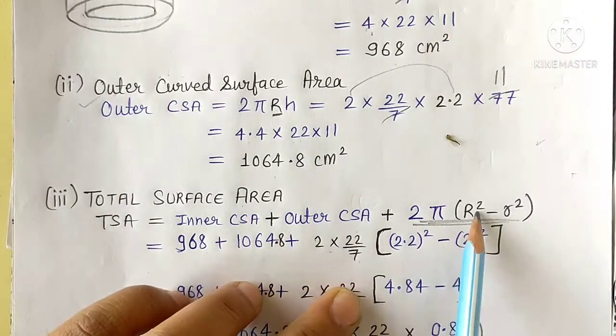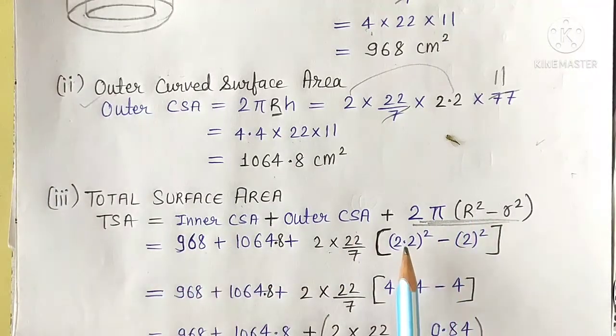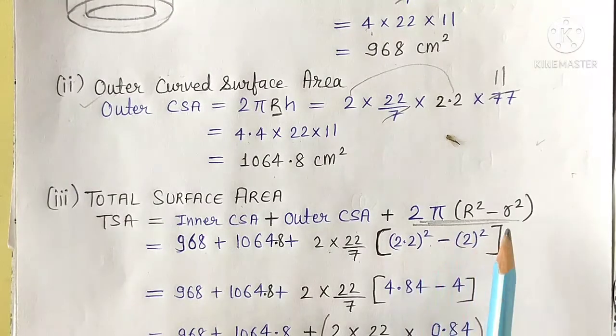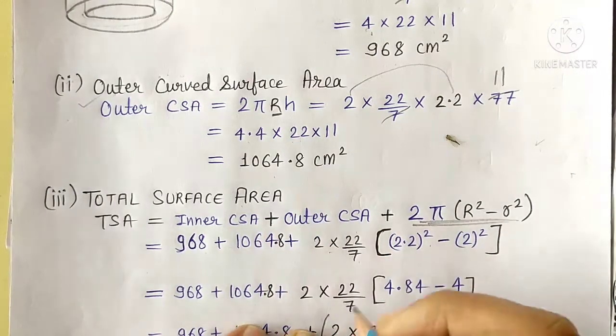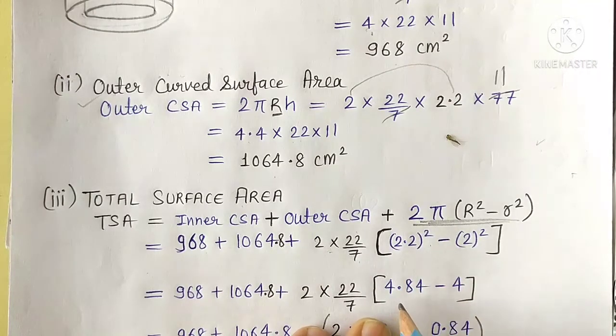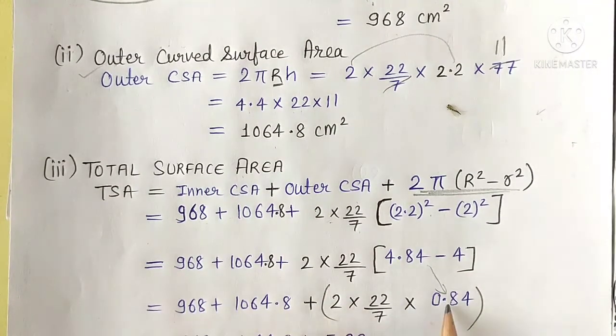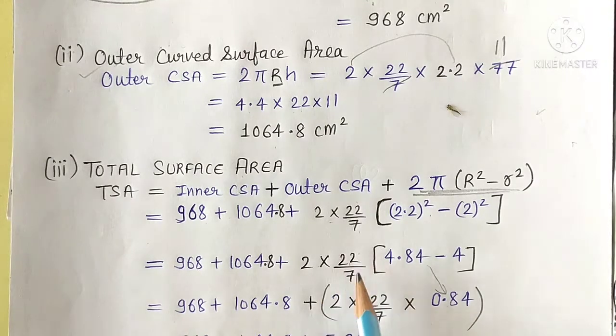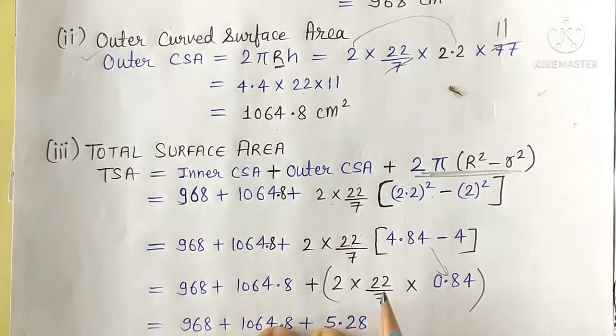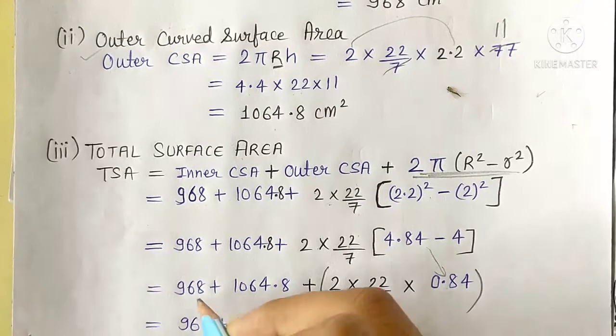Now 2 pi means 22/7. Then capital R square. Capital R is how much? 2.2. So 2.2 whole square. Then small r is how much? 2. So 2 square. Now we will fill in the values. 2.2 square means 4.84 and 2 square means 4. When we subtract 4 from 4.84, it will come 0.84. We multiply this by 22/7. So when we solve this, how much does it come?